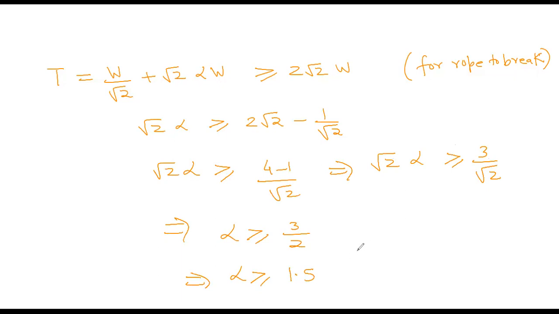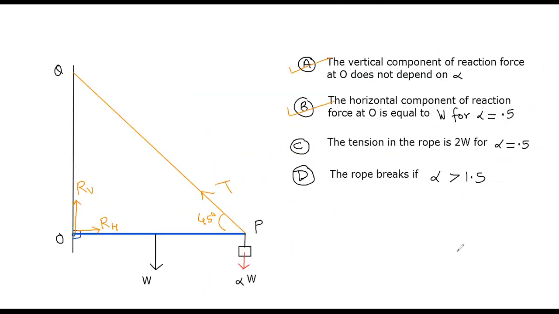At alpha equal to 1.5, the rope will achieve the breaking tension, and once alpha becomes greater than 1.5, the rope will break. So option D is also correct, and the correct options for this question are A, B, D.